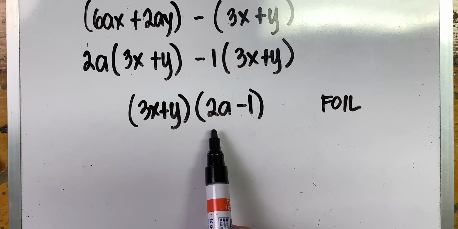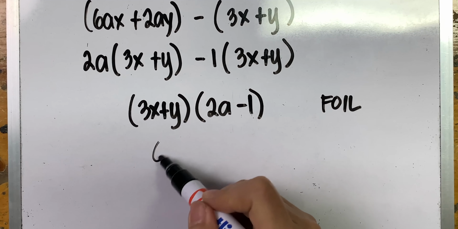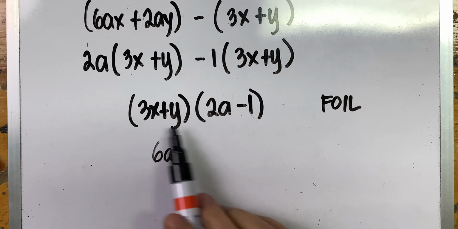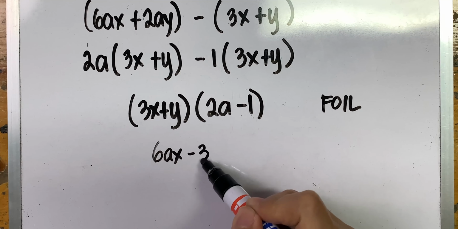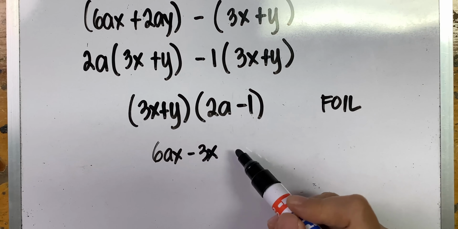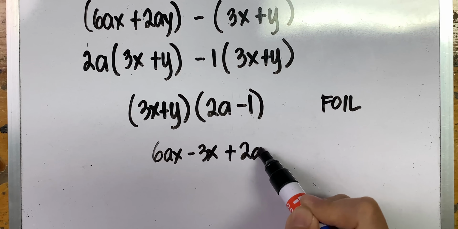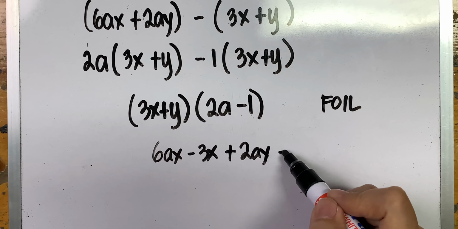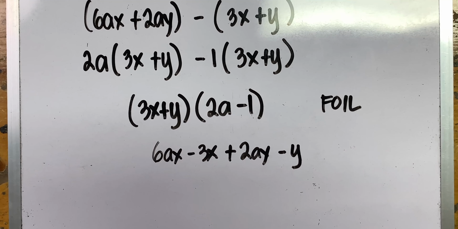So, 3x times 2a will give us 6ax. 3x times negative 1 is negative 3x. Y times 2a is positive 2ay. And y times negative 1 is negative y. Okay. Kung titingnan natin sa example natin, pareho. Okay? Even the signs. It's just, hindi lang siya naka-rearrange. Okay? So, therefore, our answer, 3x plus y times quantity 2a minus 1 are the factors of the given example.